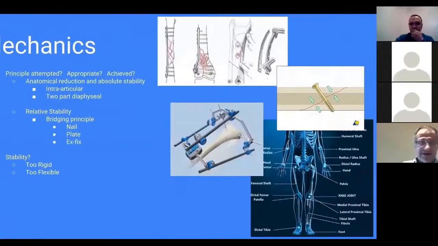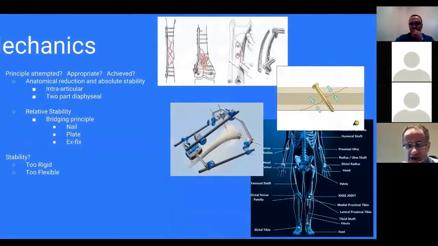And then mechanics. So in the mechanics part, I could spend a long time explaining to you all about the biomechanics, but we'll do another presentation about biomechanics and how to establish healing and so on. But remember, when you're talking about mechanics for non-union, you need to establish 3 questions. What was the principle attempted? Was it an appropriate principle for the fracture configuration? And was it achieved?